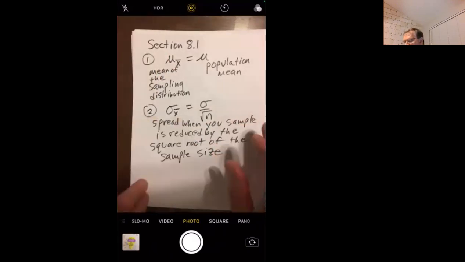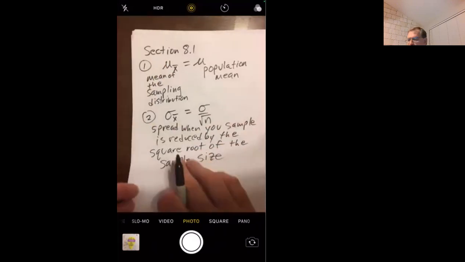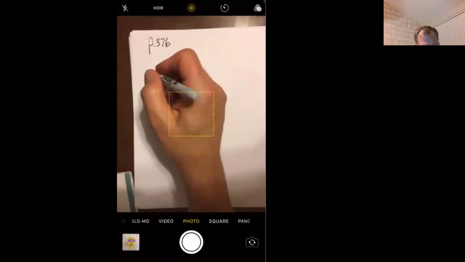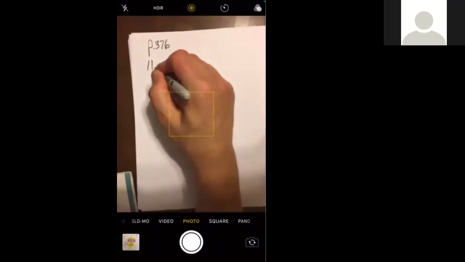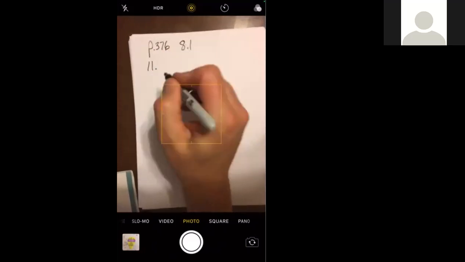Okay, we'll just work through some problems in the homework, and maybe this will help you. Page 376. I think we did problem 9 last time. We'll try problem 11. This is again from 8.1.